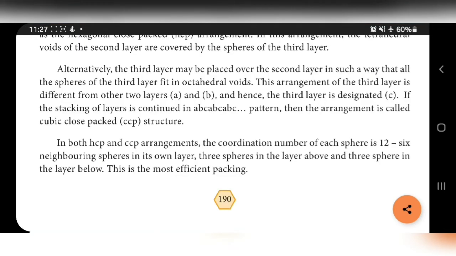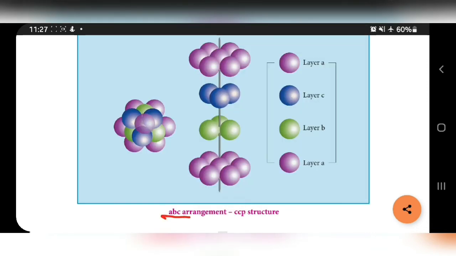Alternatively, the third layer may be placed over the second layer in such a way that all the spheres of the third layer fit into octahedral voids. So this arrangement of the third layer is different from the other two layers, A and B. Hence the third layer is designated as C. If stacking of layers is continued, we will get the ABC arrangement, and this arrangement is called CCP structure.